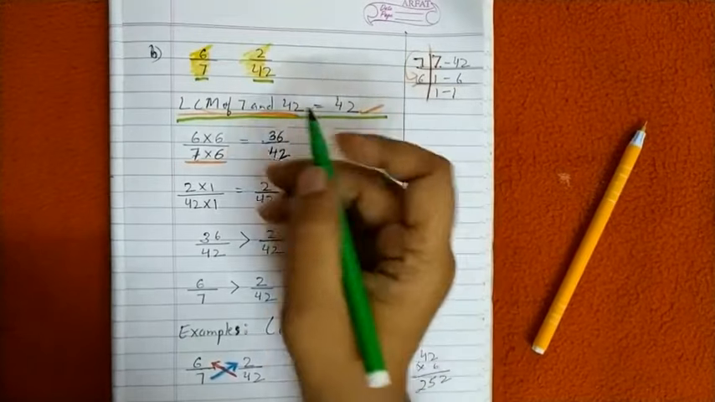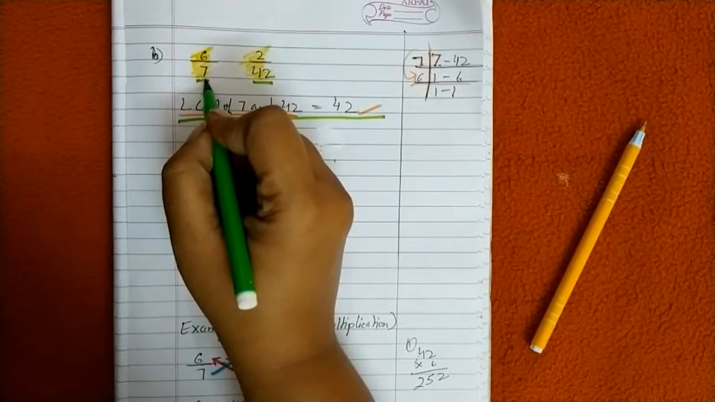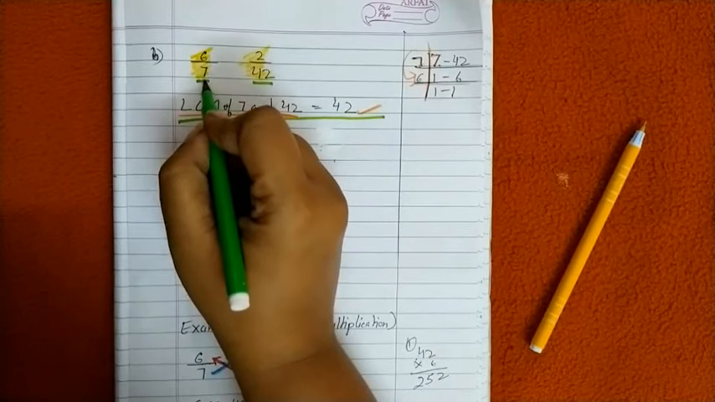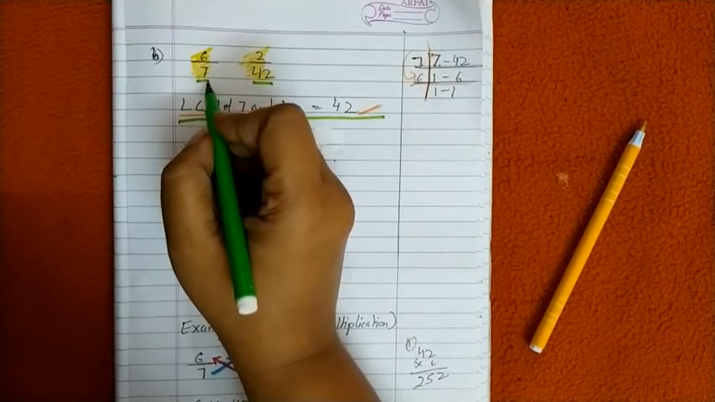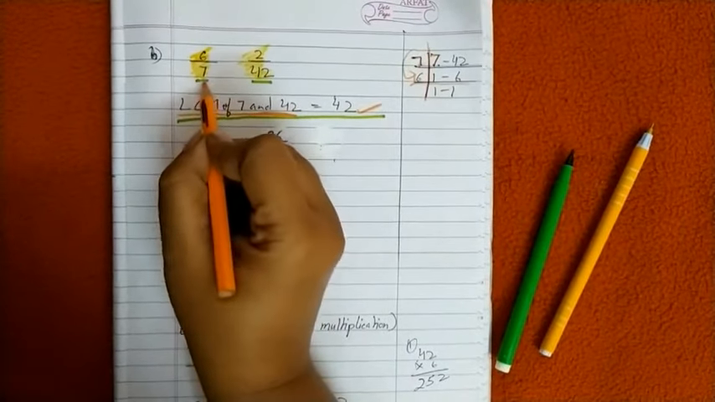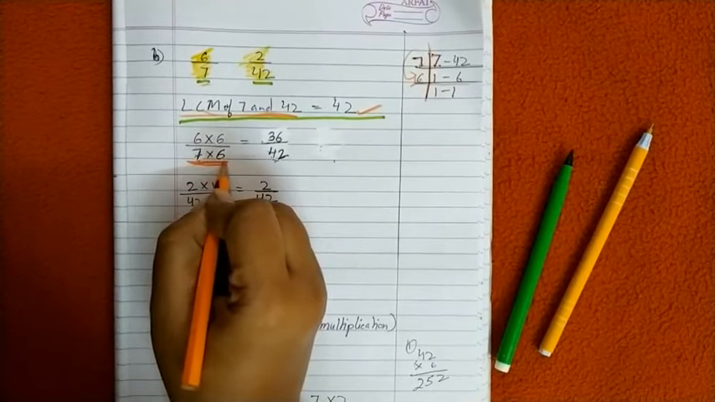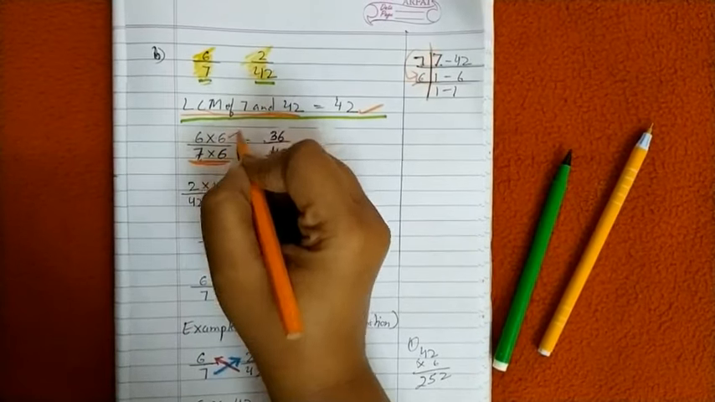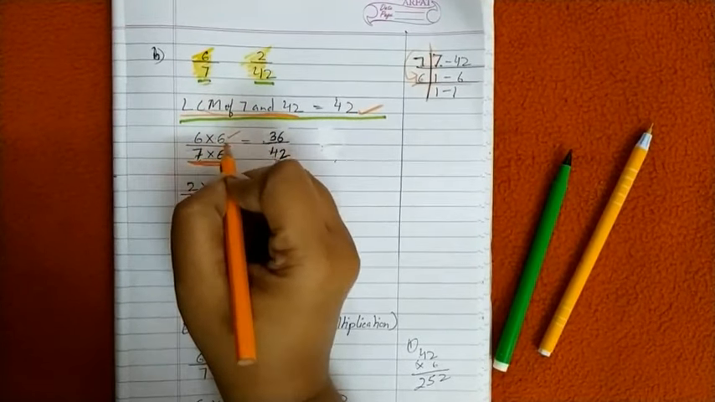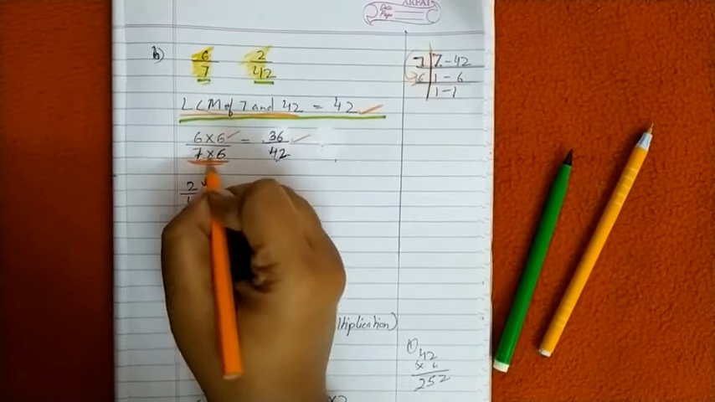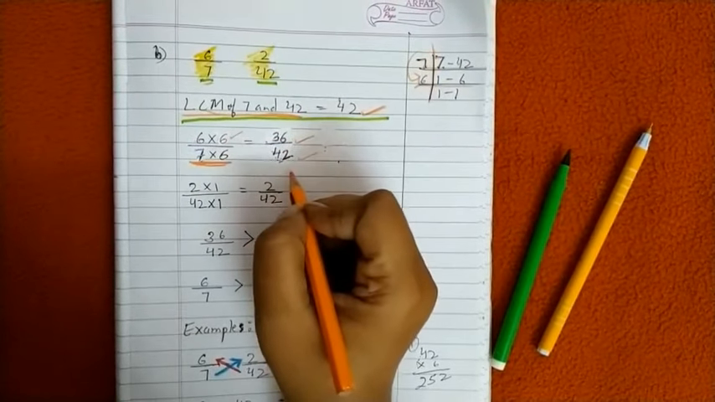Okay. Now see here. To change this denominator 7 into 42, what do we have to see? We have to see when 42 lies in 7's table. So 7 5s are 35, 7 6s are 42. That means we have to multiply this 7 by 6. So 7 into 6 is 42. And the rule says if I am multiplying the denominator by 6, I have to multiply the numerator also by 6. So 6 into 6 is 36, 7 into 6 is 42. So 36 upon 42.